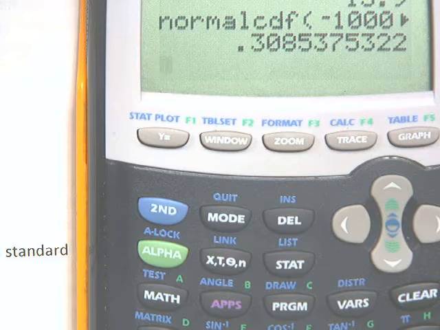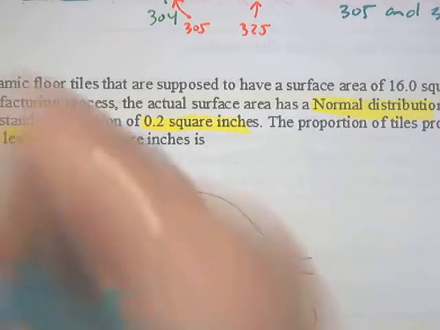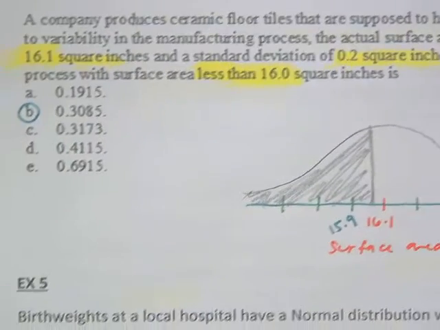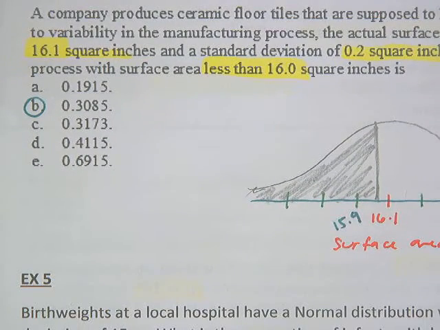Which answer choice has that as the answer? It's B as in boy. Cool. It's always nice when you get one of the answers. Feels good.